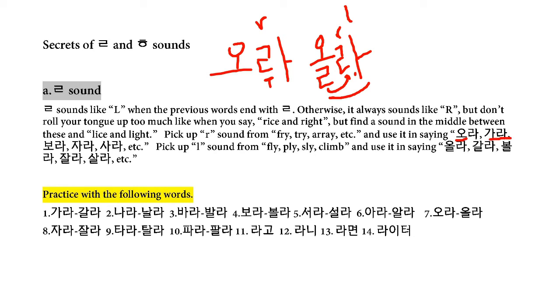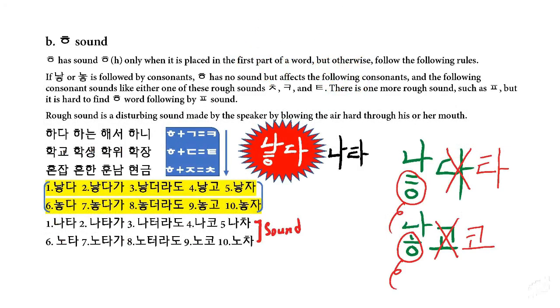So look at here. ORA, GARA, BORA, JARA, SARA. And this one, because it has reel at the bottom and is followed by another reel, the following reel sounds like L. So olla, galla, polla, jalla, salla. Okay, here gara, galla, nara, nalla, bara, palla, pora, polla, sara, salla, ara, alla, ora, olla. Jara jalla, tara talla, para palla, rago, rani, ramyan, raita. Simple, isn't it?